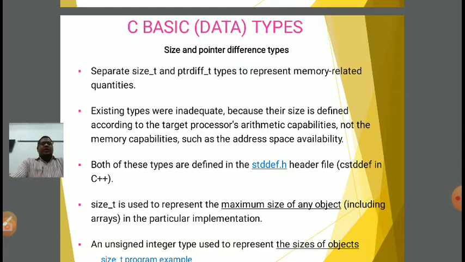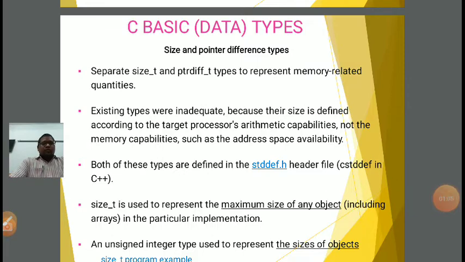Existing types were inadequate. Why are we using this? Because existing data types, which were primitive data types, were inadequate because their size is defined according to the target processor's arithmetic capability, not the memory capabilities, such as the address space availability.